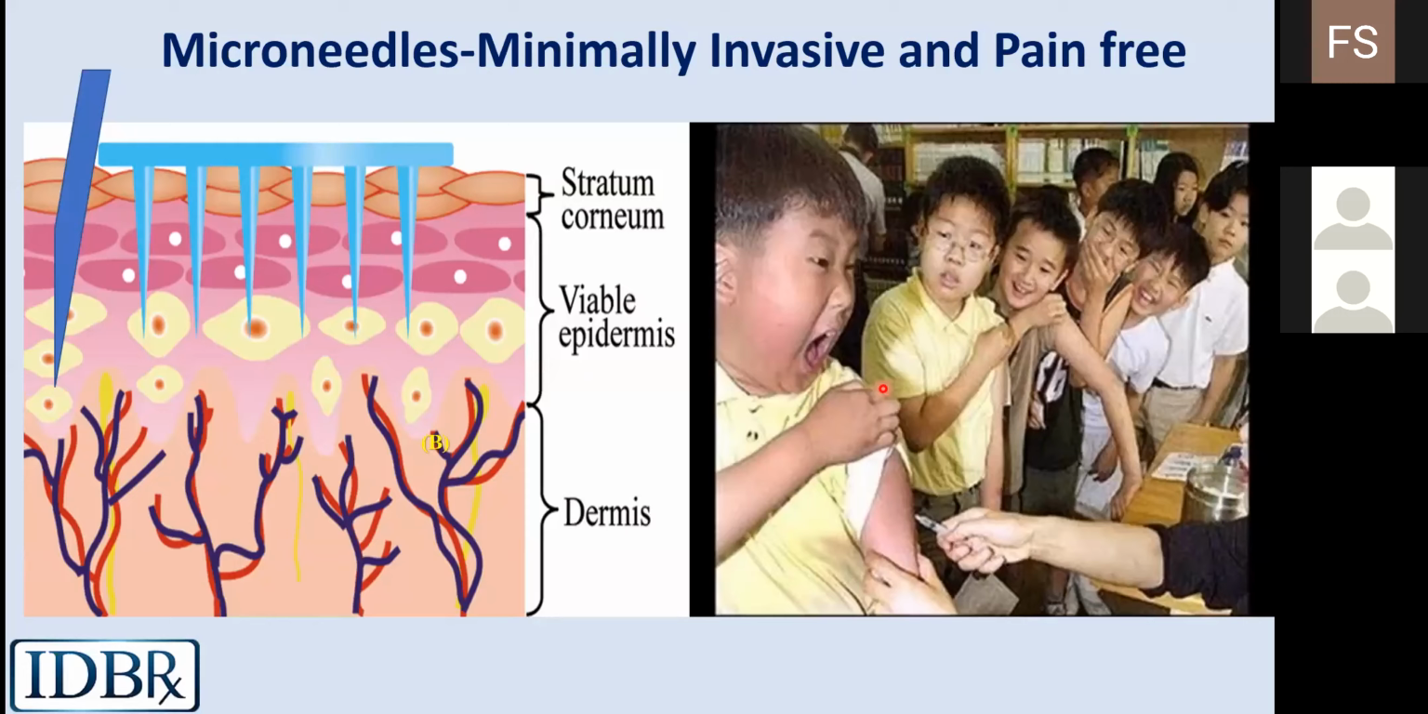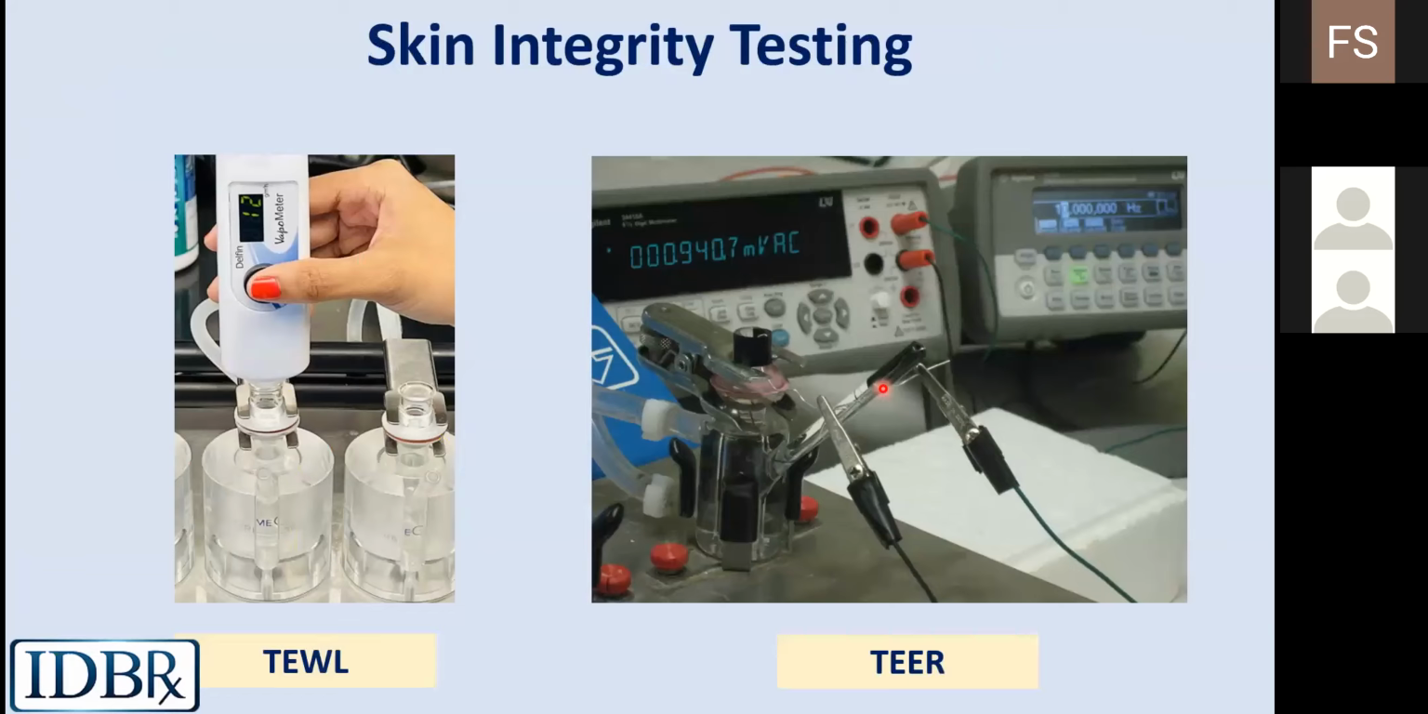So you apply it onto the skin. How sure are you that they're disrupting the skin? How sure are you that they're delivering the drug into the inner layers of the skin? So to test that, we need to have some kind of a tool, right? Generally, to test the integrity of skin, when we set up skin permeation testing, we use two different types of tools. One is the transepidermal water evaporation rate, and the other one is transepidermal electrical resistivity. So these are the two tools that people use to find out if the skin is intact or not.